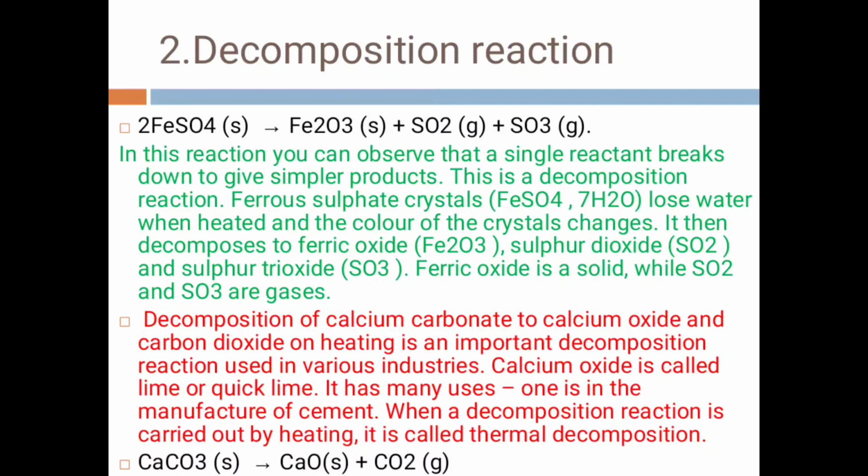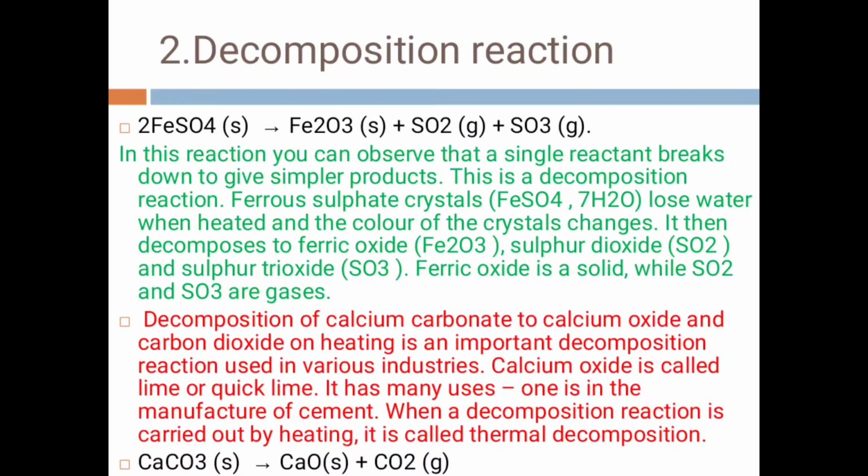Okay, the first would be Fe2O3, which will be in the solid form. The second will be SO2, which will be in the gaseous form, and the third one is SO3, which will again be in the gaseous form. So here we can see the decomposition of FeSO4 into Fe2O3 plus SO2 plus SO3 taking place.